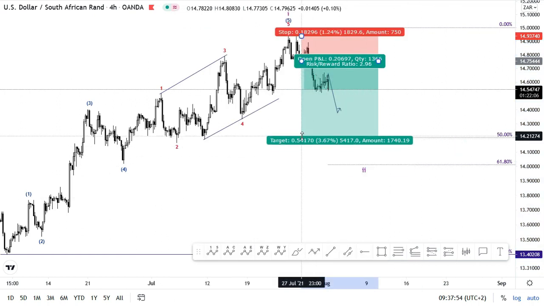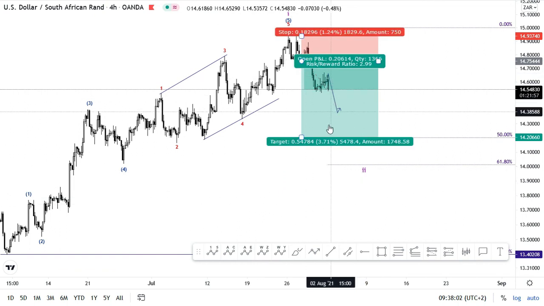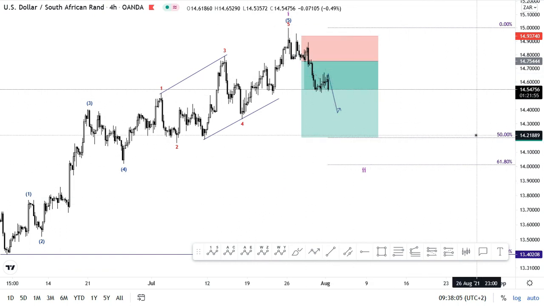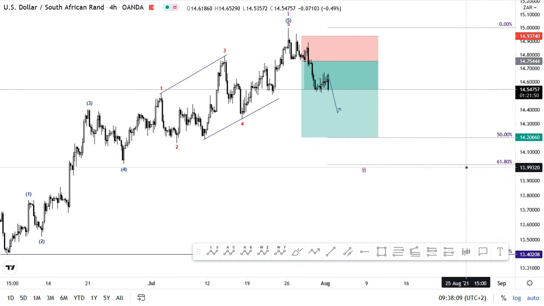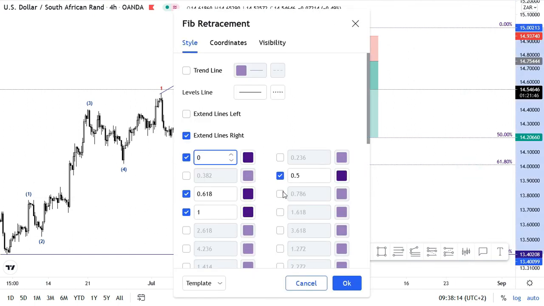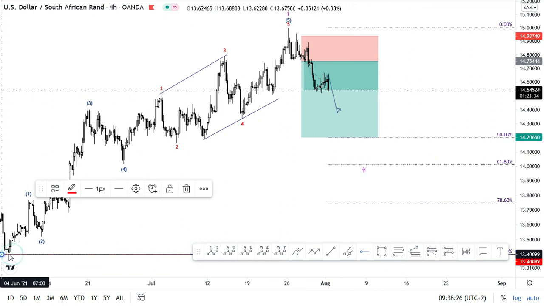So the minimum target for a correction, or most of the corrections, regardless of how it might be unfolding, is the 50% level. So this is the first target, second target 61.8, then the third target is the 78.6 target, which holds, because this is where we will be placing our invalidation level for this scenario.